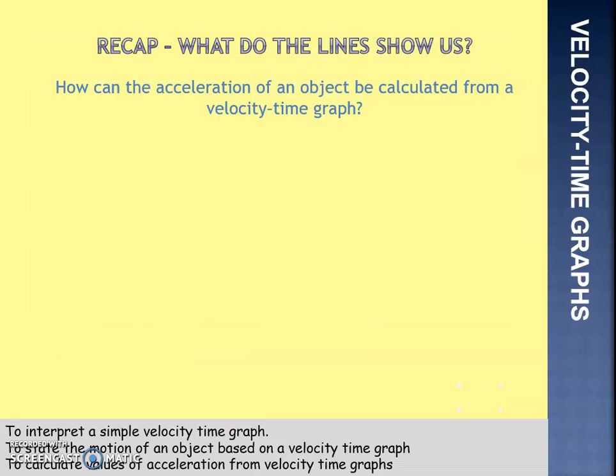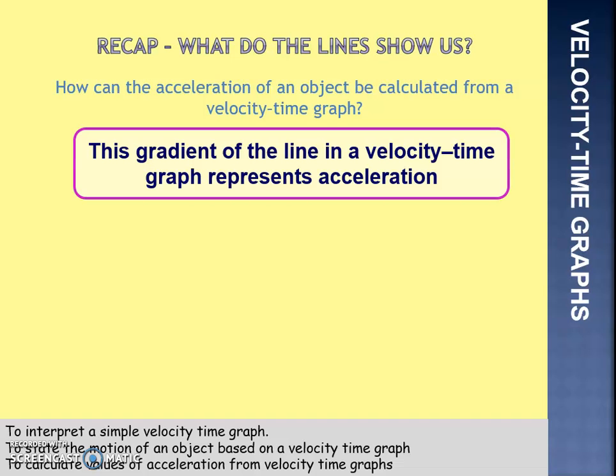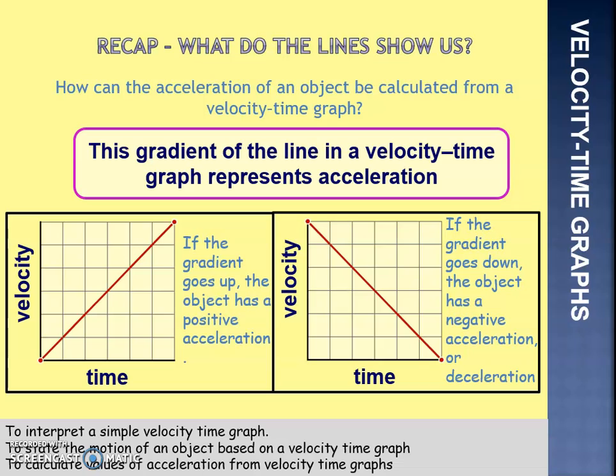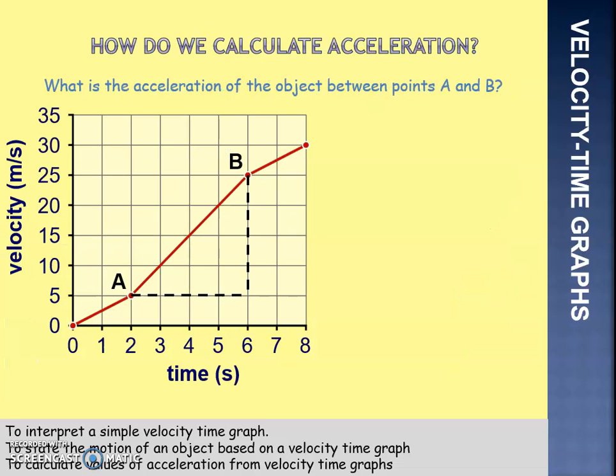So how can the acceleration of an object be calculated from that velocity time graph? We know when it's accelerating, we get that positive gradient, but how can we calculate the acceleration? The gradient of the line represents acceleration. If the gradient goes up, it's a positive acceleration, and if the gradient goes down, it has a negative acceleration or a deceleration. We can now use values from the graph to calculate that acceleration. Using our equation, acceleration is change in velocity divided by time taken.